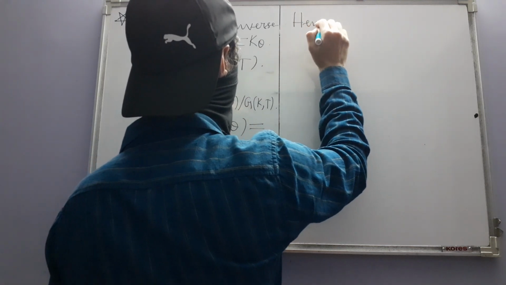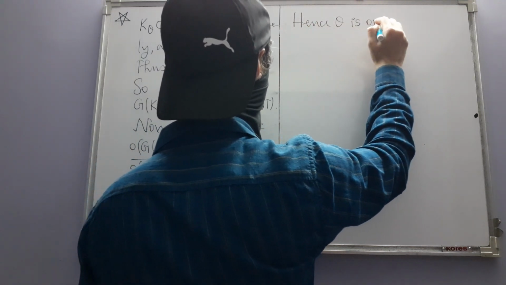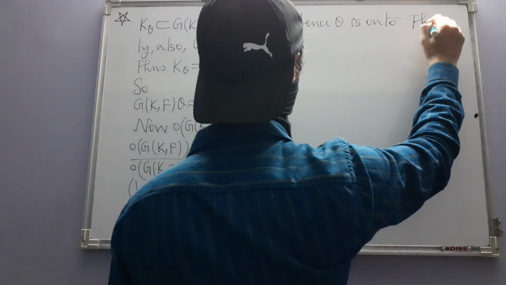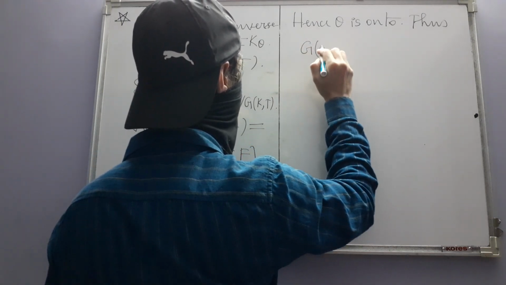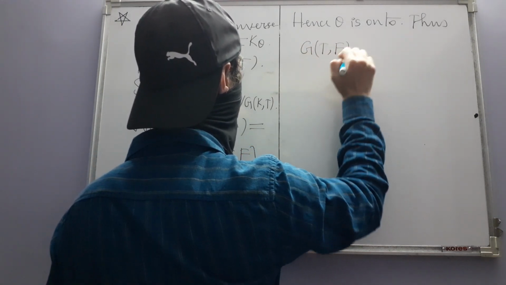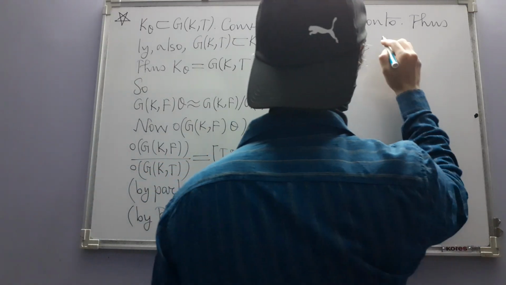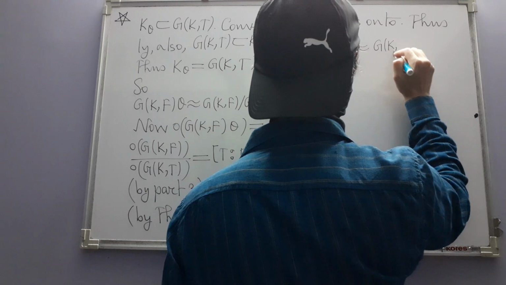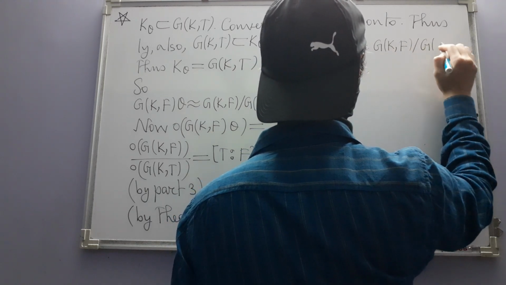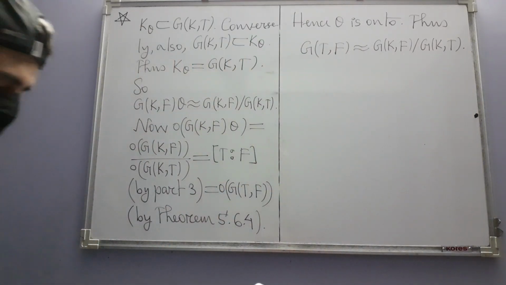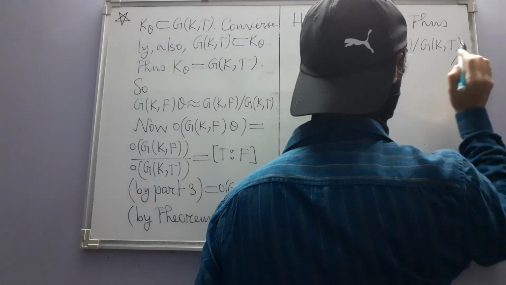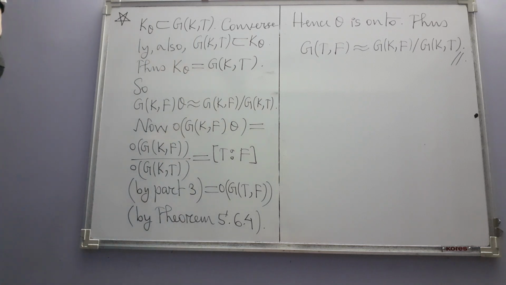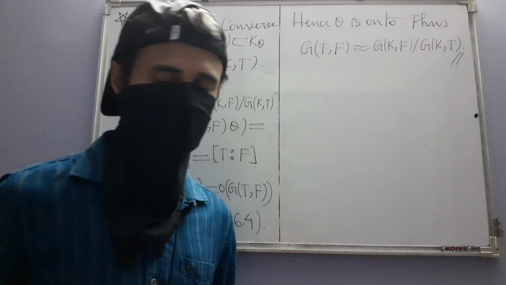Hence, theta is onto. Thus, the group G(T, F) is isomorphic to the quotient group of the Galois group G(K, F) by the group G(K, T). And that's what we wanted to prove in this fifth part. So that's it. That is the proof of the fundamental theorem of Galois theory. And with this the section ends.